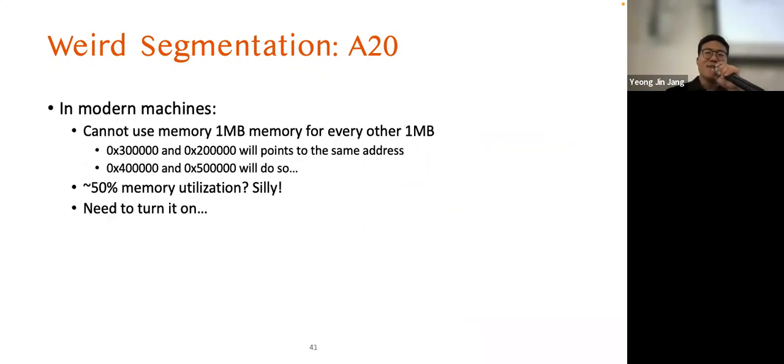But the problem with doing that is that we don't need it now, so we need to enable A20 first. Because we cannot use those bits, we lose the addressing of 50% of our memory.